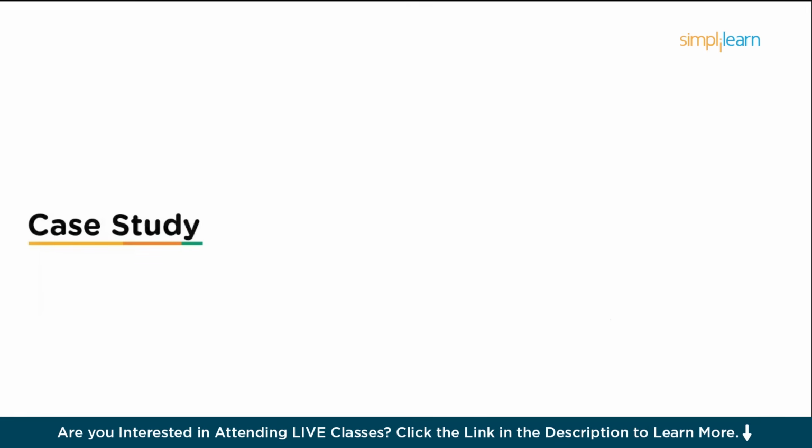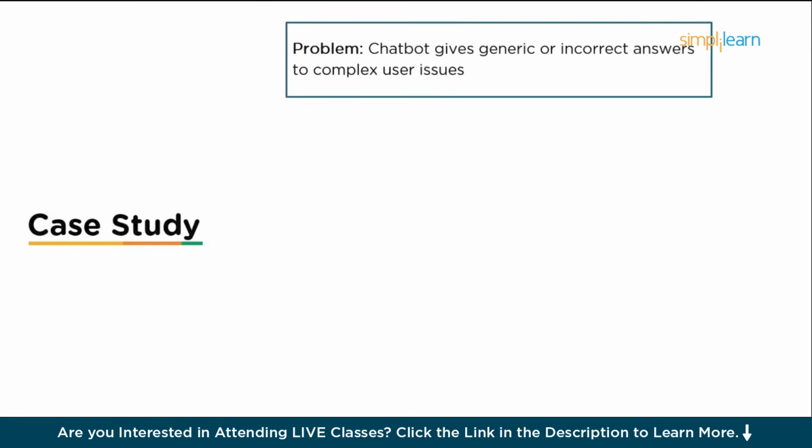Let's apply some of these concepts in a real-world scenario through a case study. Consider a common problem: a chatbot that frequently gives generic or incorrect answers to complex user issues. To address this, we can strategically combine the prompting techniques we have discussed.